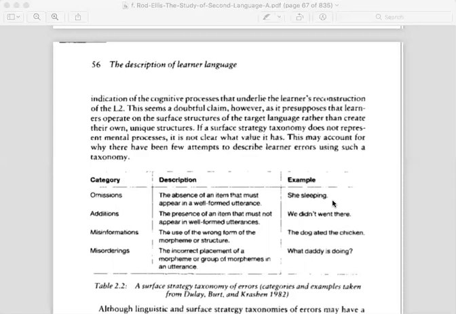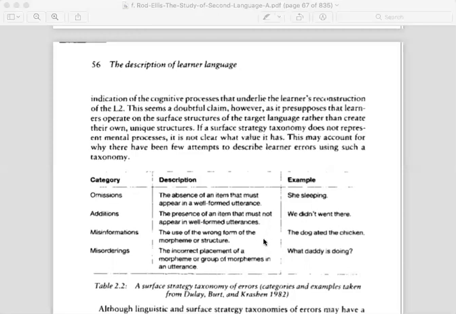Then there can be errors of addition, when something extra is added which is not needed there. For instance, you have heard so many people saying I means. Okay, instead of saying I mean, they say I means, adding an extra s to it. Okay.